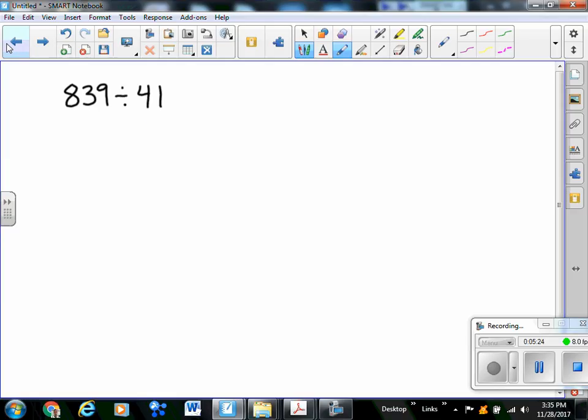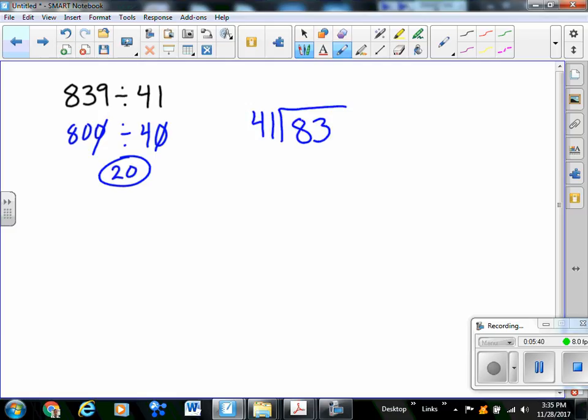Okay, I see 40 here, so I'm going to make that into 800. Cancel, cancel. 4 goes into 8 twice. About 20. Now we're going to do our actual 41. How many times can that go into 839? Since it's about 20, I'm going to try 41 times 2. 2 times 1 is 2. 4 times 2 is 8. We get 82. Good. That's less than 83. So I can put a 2 there, which gives me 82.